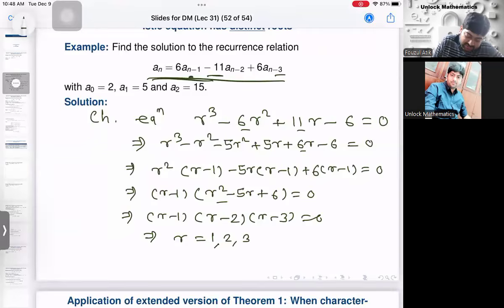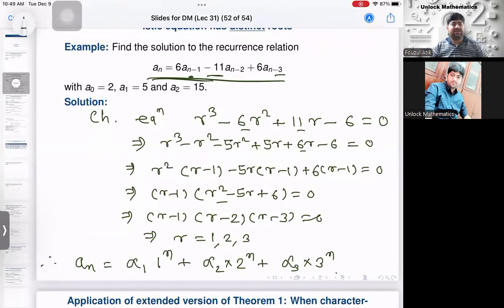So what is the general solution? The general solution is a_n equal to alpha 1 into r1 to the power n, so 1 to the power n, plus alpha 2 into 2 to the power n, plus alpha 3 into 3 to the power n. What is unknown here? Alpha 1, alpha 2, and alpha 3. How to get them? Substitute the initial values.